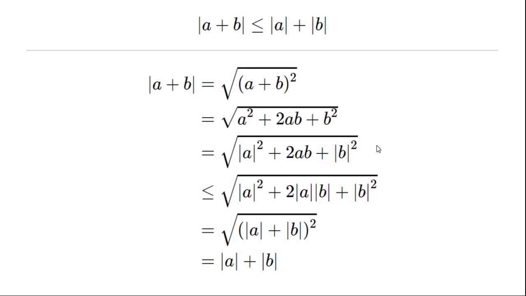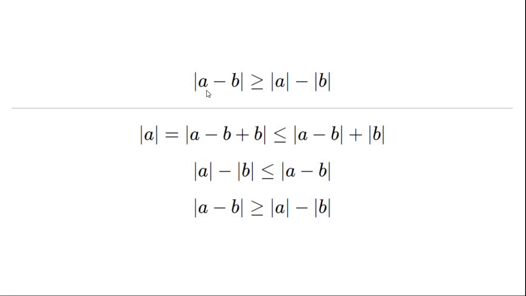And so the square root of this expression will always be less than or equal to the square root of this expression. And then this is the same form as the first expansion over here, so we can just factor it back into the absolute value of a plus the absolute value of b squared. And then the square root and the square cancel out to give us the absolute value of a plus the absolute value of b. So the absolute value of a plus b is less than or equal to the absolute value of a plus the absolute value of b.